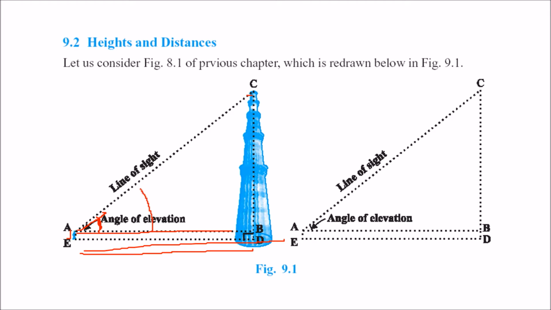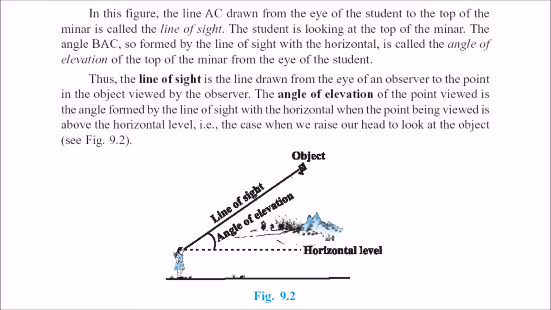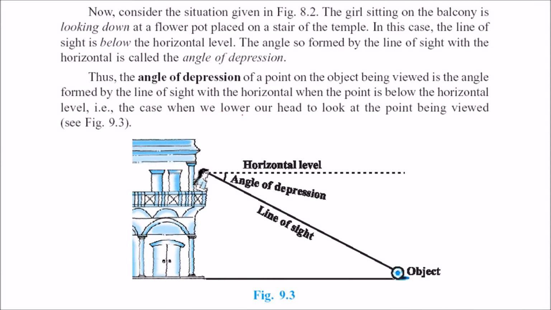We mark it like this. This is the angle of elevation, and if you know the angle of elevation and the distance you are away from this object, you can easily find, through the line of sight, the distance of the top of this object from the ground, that is the height. So there are two things. One is your angle of elevation.